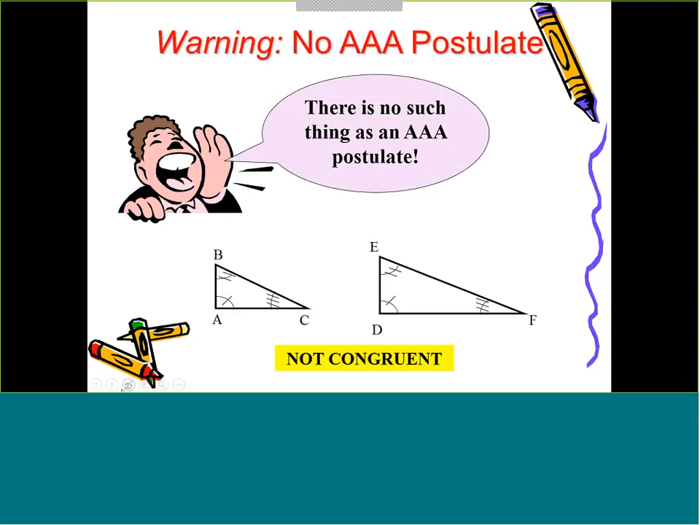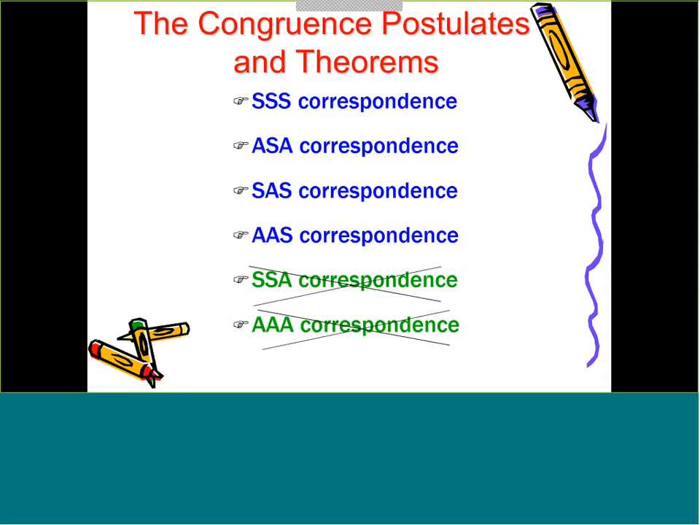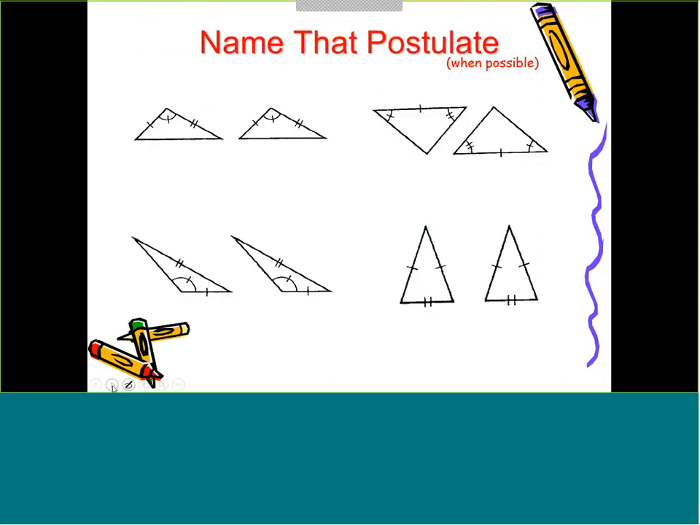Also, there's no such thing as angle, angle, angle. And that's because I can dilate the triangle. When I dilate it, it becomes larger. So therefore, they're not congruent. So you can never, ever use angle, angle, angle to try to prove triangles are congruent. So which ones can we use so far? So far, we've done side, angle, side, angle, side, angle, and angle, angle, side.